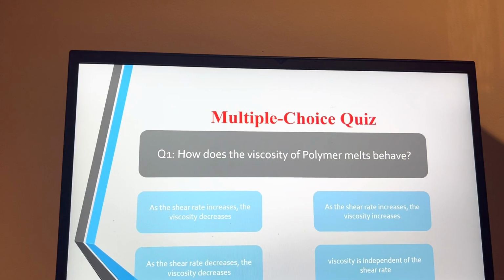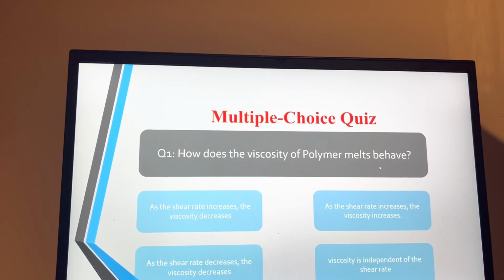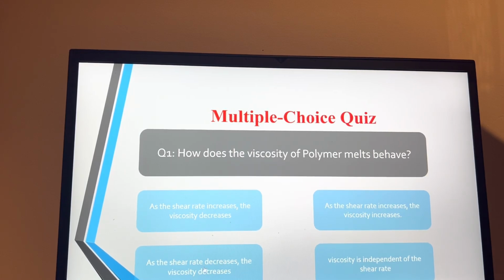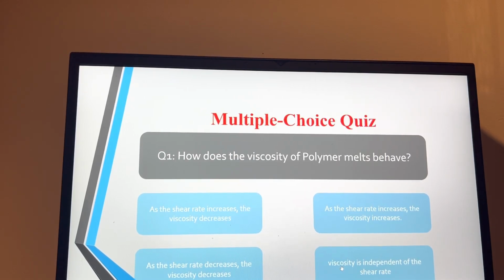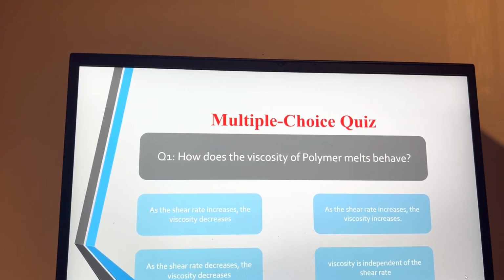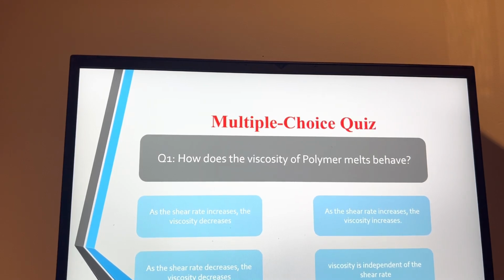Now let's go for the multiple choice quiz. How does the viscosity of polymer melts behave? One, as the shear rate increases, the viscosity decreases. Two, as the shear rate increases, the viscosity increases. Three, as the shear rate decreases, the viscosity decreases. Four, viscosity is independent of shear rate. The correct answer is number 1.